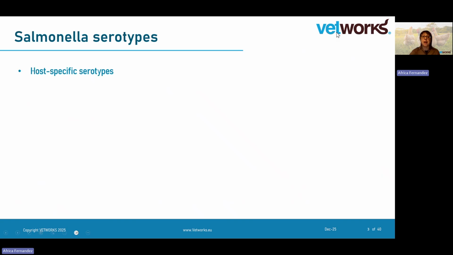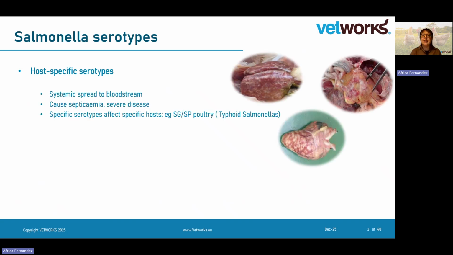So we have two very clear different types of Salmonella, two serotypes. The first one is host-specific serotypes, where the Salmonella will infect the animal and normally cause a systemic infection, septicemia, and a severe disease. In chickens, this is Salmonella gallinarum pullorum.